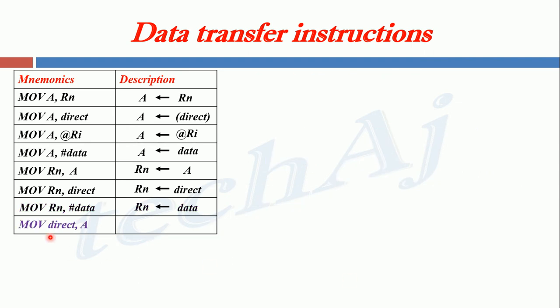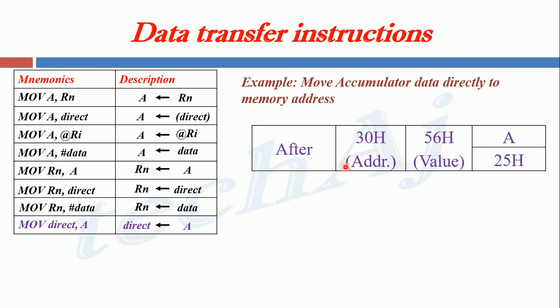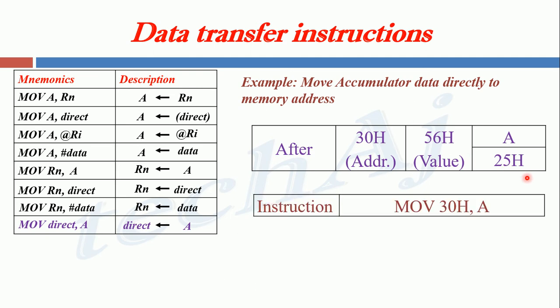Next instruction is MOV direct, A. This instruction will copy the accumulator data directly into the memory address. For example, suppose address 30H is having the value 56H and the accumulator is having the value 25H. So if we execute the instruction MOV 30H, A, here 30H is an address which is having the value 56. After the execution of this instruction, the accumulator value is copied into 30H. So we'll get the value 25H from the accumulator at the address 30H.